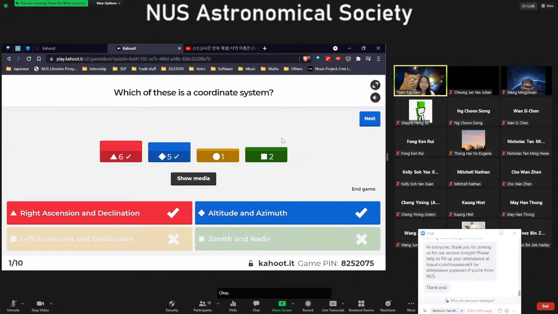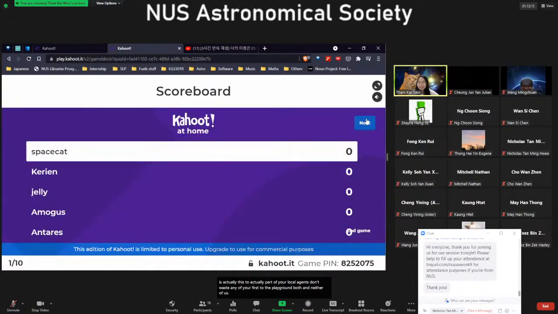Okay, nice, not bad. Most people got it right. A bit sad for whoever fell for left ascension. If you all remember, your right ascension value increases towards the right. And the zenith and nadir is not a coordinate system, because these two are actually part of your altitude and azimuth coordinate system, where zenith refers to the point right above and nadir the point right below.